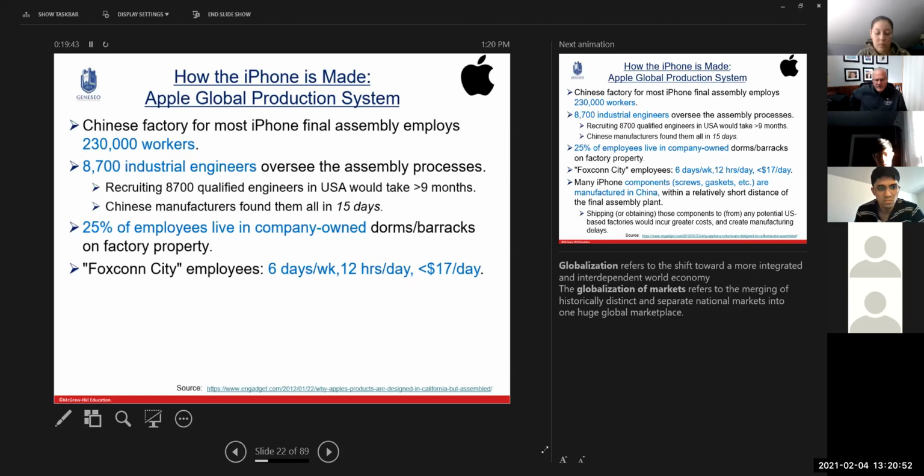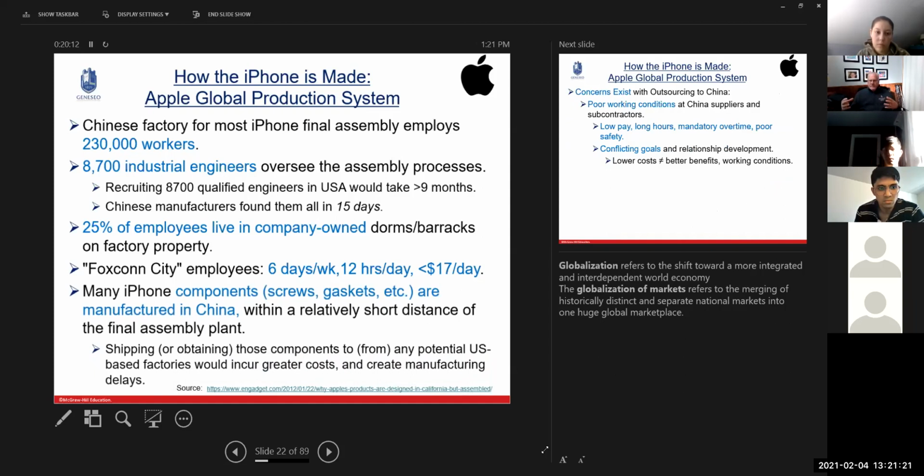Foxconn employees work extensively. It's not an easy job. It's not well paid by standards of other countries. They get 1 day off a week. They're working 10 to 12-hour days. Relatively low pay from the standpoint of the kind of work that they're doing for the amount of time that they're putting into it. These are the reasons.